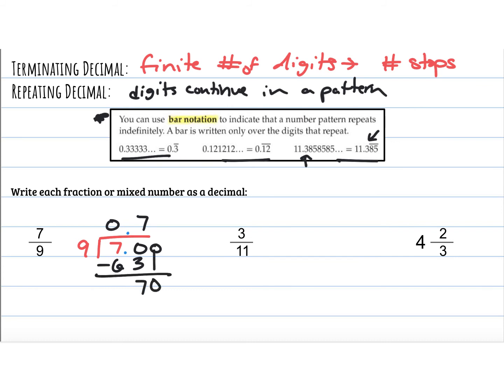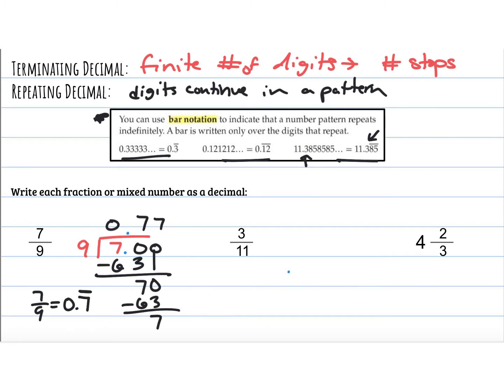Then we notice again, we're getting 70. Goes in there 7 times. And we're going to keep getting a remainder of 7. So we don't write remainder 7. What we say is that we know 7/9 is the same as 0.7 repeating. Could have also written 0.77 repeating, and that would have been the same.